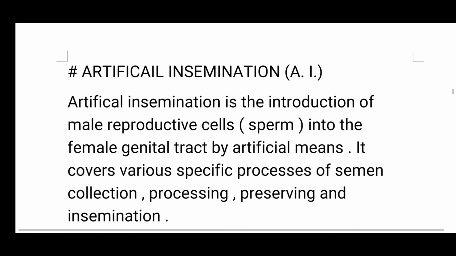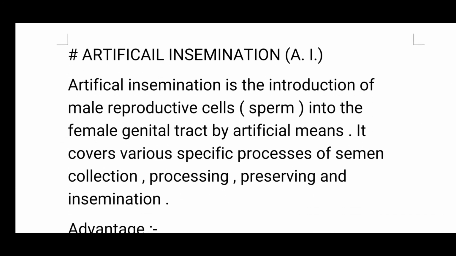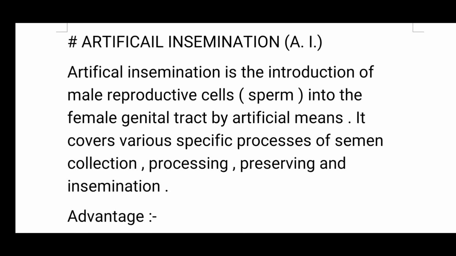Then our next topic is artificial insemination, or AI. Artificial insemination is the introduction of male reproductive cells, sperm, into the female genital tract by artificial means. It covers various specific processes of semen collection, processing, preserving, and insemination. This is the definition of AI, and learn it quickly because it is important from the exam point of view.